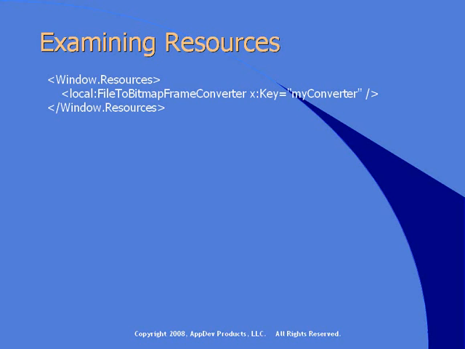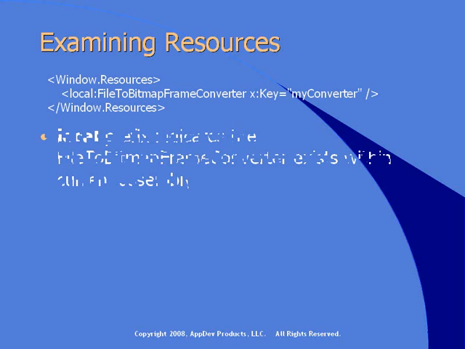The reason we're setting up a resource and not using it directly is because by creating a resource, we could use the same converter in more than one place. It becomes a resource available to anything in this window. We're only using it once. We didn't have to set up a resource, but I wanted to point out how you could create a resource that could be used in multiple places.